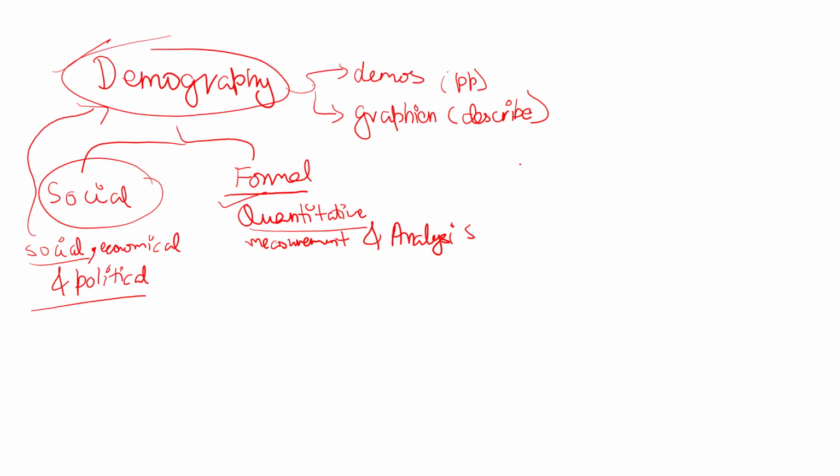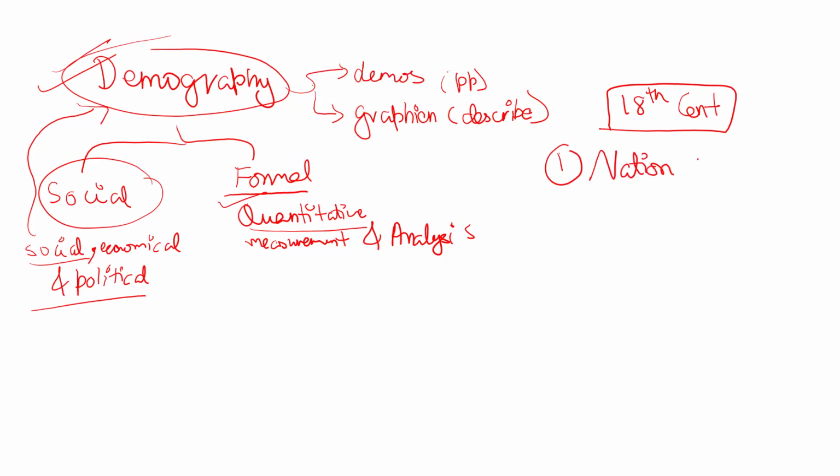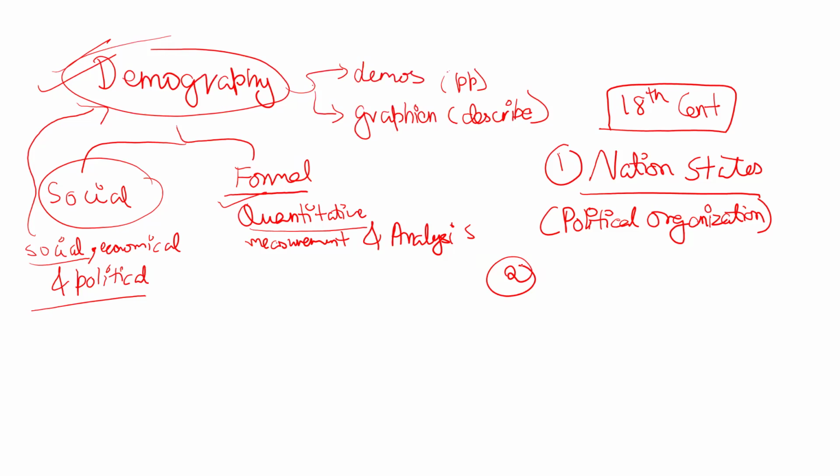Now let's understand the two processes that took place in the later half of the 18th century. These were very important events, and it's essential for us to understand them because they have direct link with demography. The first event that took place was the formation of modern nation state as the principal form of political organization. And the second change that took place was the beginning of modern science of statistics.